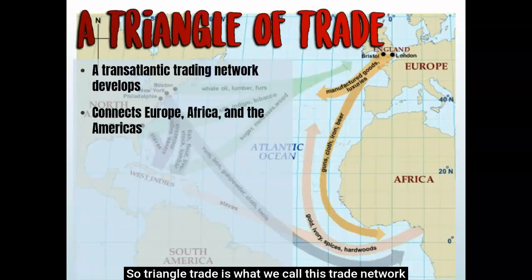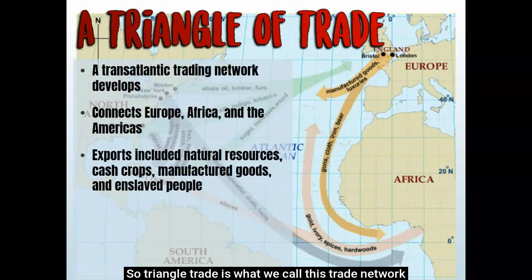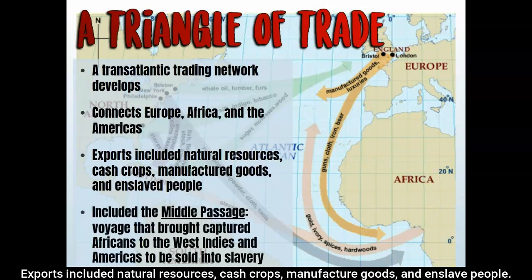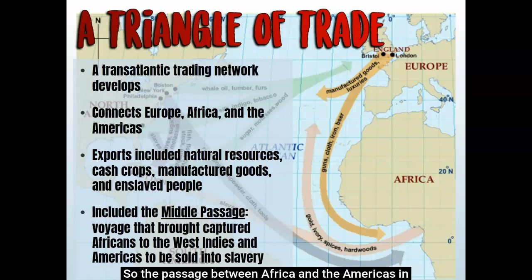So triangle trade is what we call this trade network between Europe, Africa, and the Americas. It's transatlantic, meaning it goes over the Atlantic Ocean. Exports included natural resources, cash crops, manufactured goods, and enslaved people. So the passage between Africa and the Americas and the Caribbean is what we call the Middle Passage. You guys already learned about this, so I'm not going to spend a lot of time on it, but it was them importing slaves from the African coast.